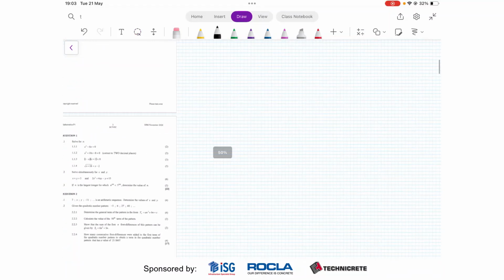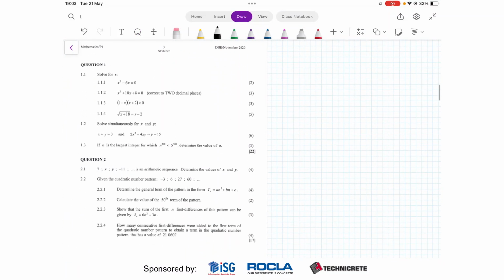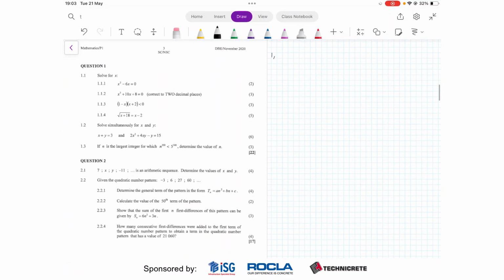Now, moving on to the next question, I'll just erase this. Wonderful. So now we are going to 1.2, the simultaneous equation. We are asked to solve simultaneously for x and for y if x plus y equals 3 and 2x squared plus 4xy minus y is equal to 15.